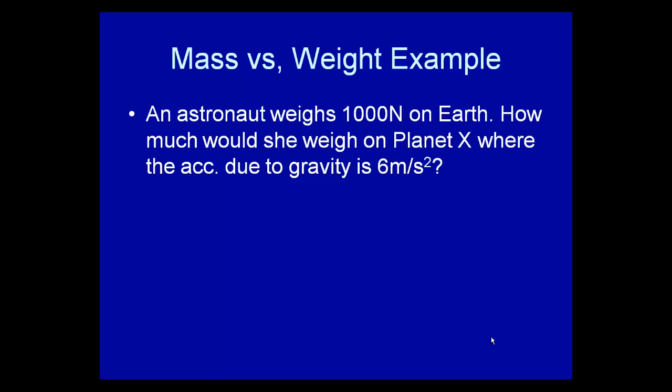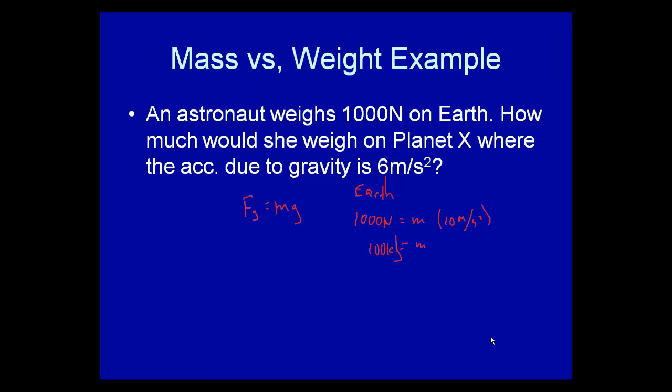An astronaut weighs 1,000 newtons on Earth. How much would she weigh on planet X, where the acceleration due to gravity is 6 meters per second squared? So first of all, let's do Earth. We know the equation is Fg is equal to m times g. On Earth, 1,000 newtons is equal to mass times 10 meters per second squared. So her mass is 100 kilograms.